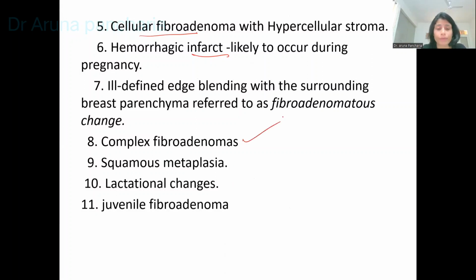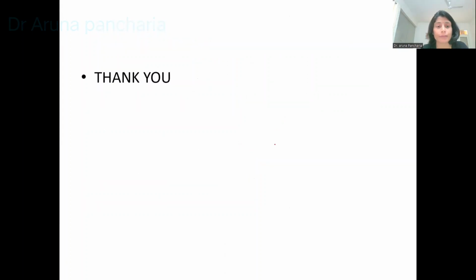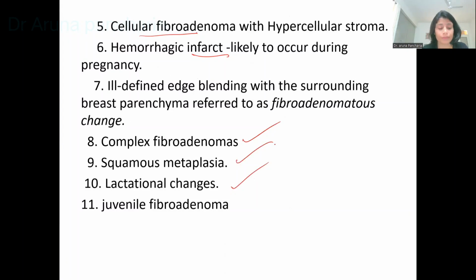I covered the complex fibroadenoma. Sometimes the epithelium may be metaplastic. Lactational changes may be there. So this was all about the fibroadenoma.